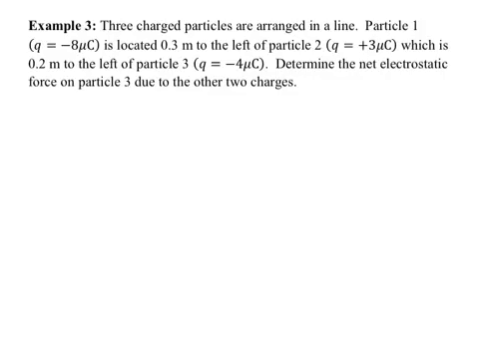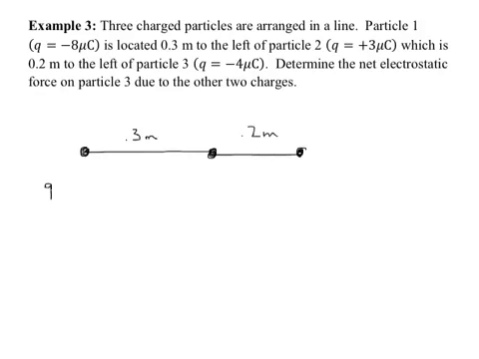So we're told that 3 charged particles are arranged in a line. So start by thinking about where they are. Particle 1 is located, and don't worry about the charges for now, we'll label them in a minute, 0.3 of a meter to the left of particle 2. And then particle 2 is located 0.2 meters to the left of particle 3. So let's draw it. Here's particle 1. Here's particle 2. And here's particle 3. I'm going to try and draw them to scale. This gap here is the 0.3 meters. And this gap is 0.2 meters.